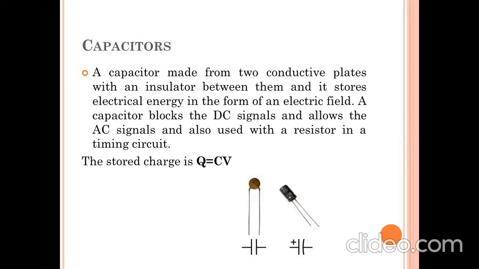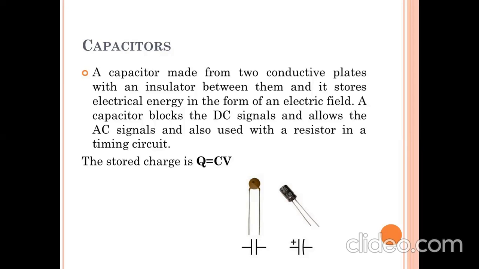Next is the capacitor. A capacitor is made from two conductive plates with an insulator in between, and it stores electrical energy in the form of an electric field. A capacitor blocks the DC signals and allows the AC signals, and is also used with a resistor in a timing circuit. So basically, a capacitor is a component which stores electric energy in the form of an electric field. The stored charge is given by Q equals C into V.